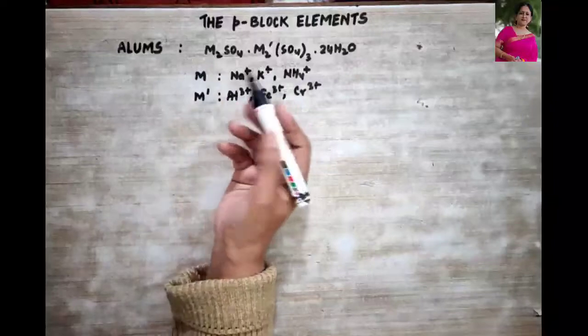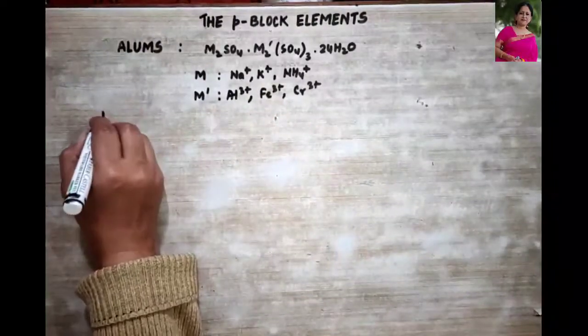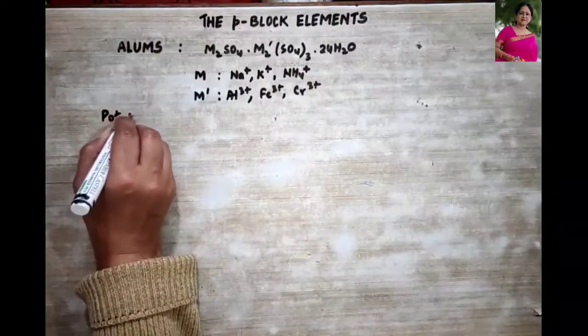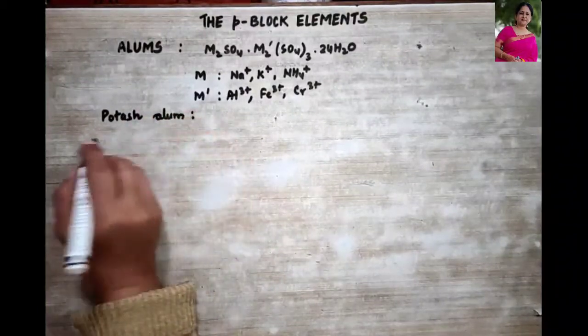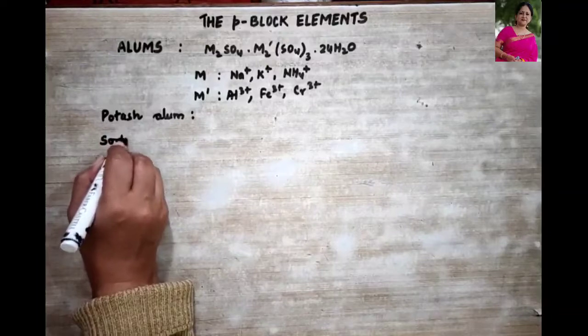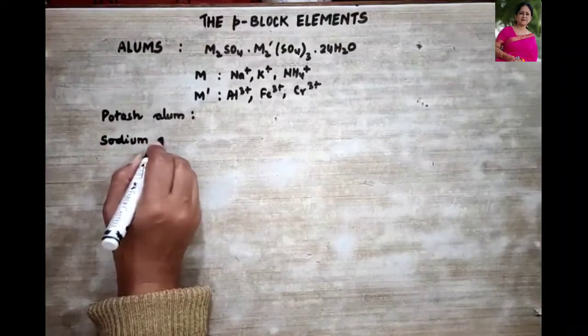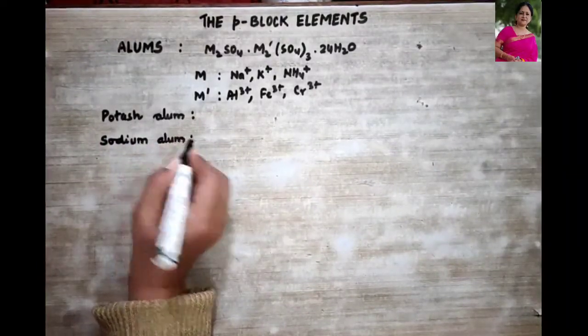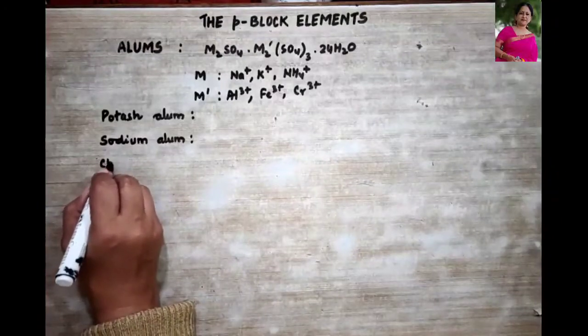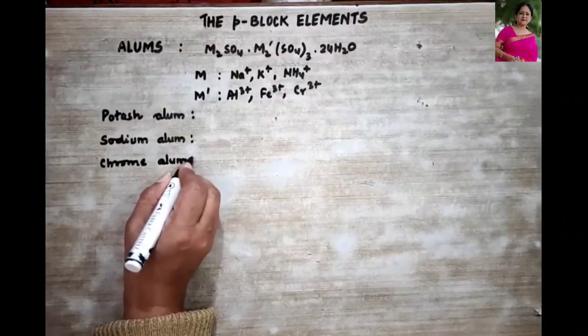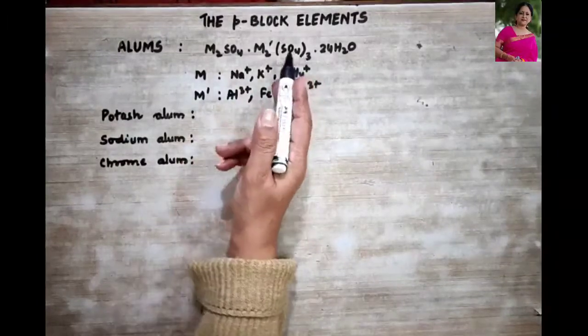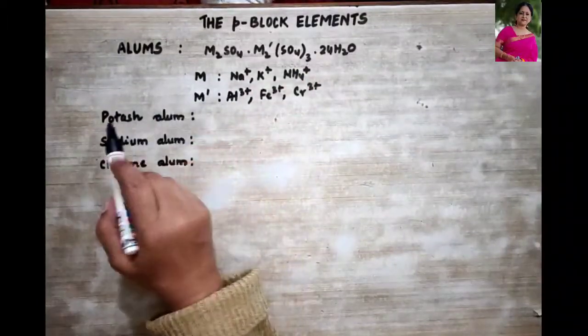So mostly, the alums that we know are potash alum, isn't it? Then we have sodium alum, and we also have chrome alum. So let us understand the formula. As I have already written the general formula, let us find out.